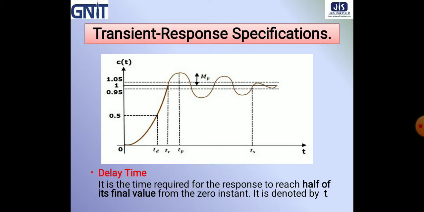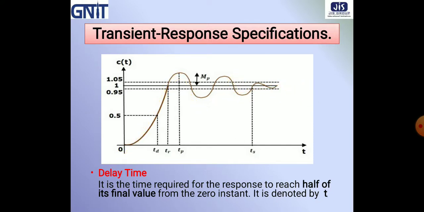Now, transient response specifications. We can see the transient response specifications for zeta in between 0 to 1, that means for an underdamped system. Now for an underdamped system, the step response of a second order system will be like this.